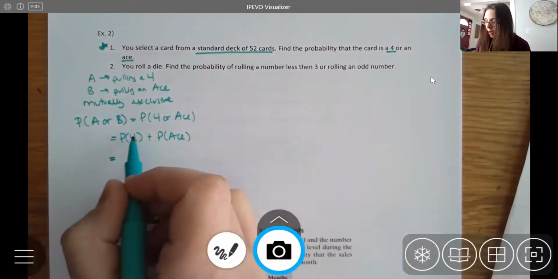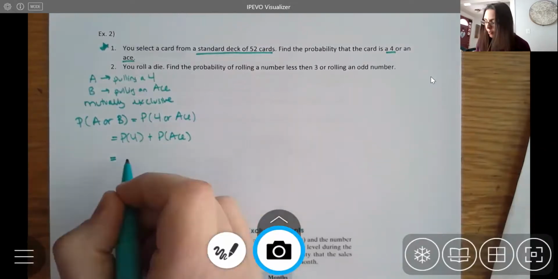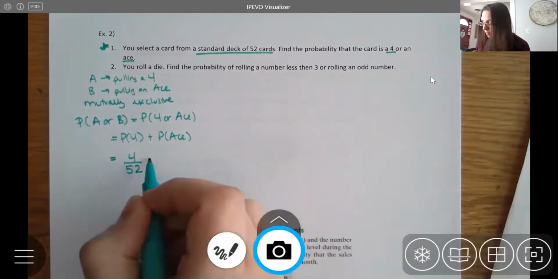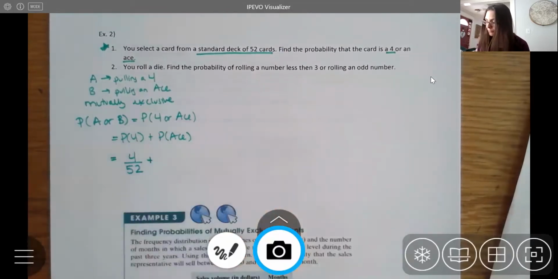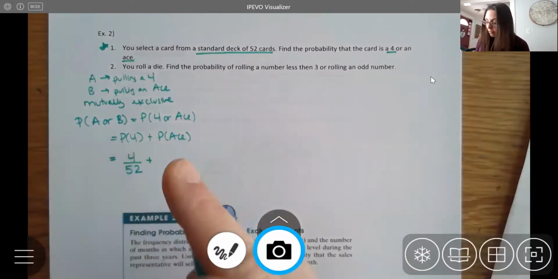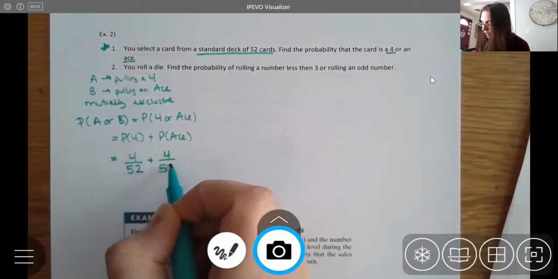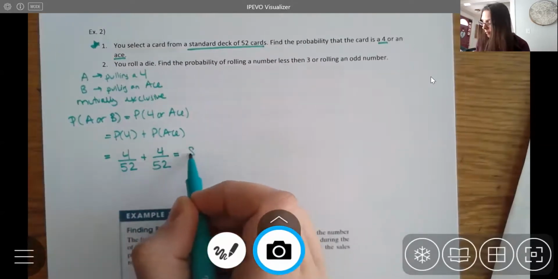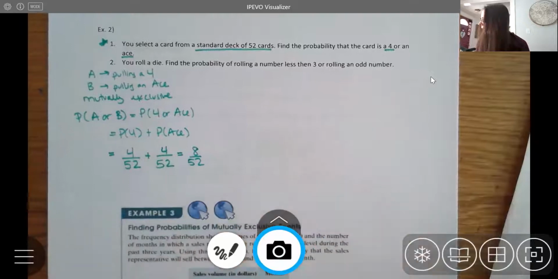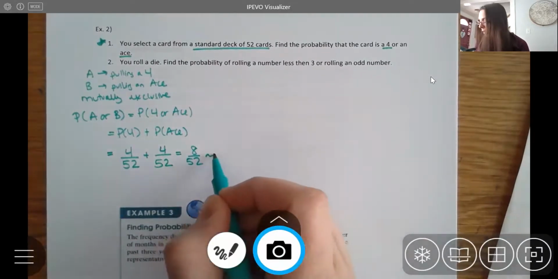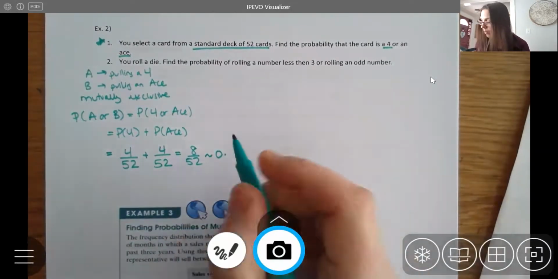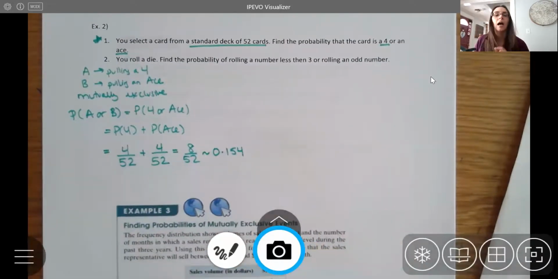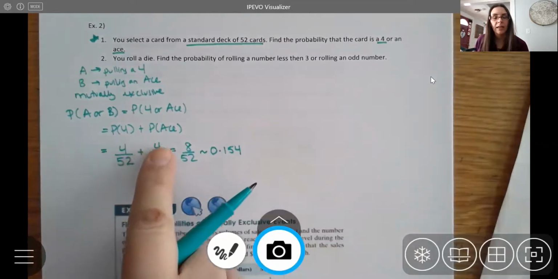Now, in a deck of cards, there are 4 4s, 1 for each suit. So 4 out of 52. And for an ace, you have a chance of getting 4 out of 52 here. So what happens when I add these together, I have common denominators, I get 8 out of 52. And now I can go ahead and use my calculator and I get about 0.154. So that's our probability here of getting a 4 or an ace.